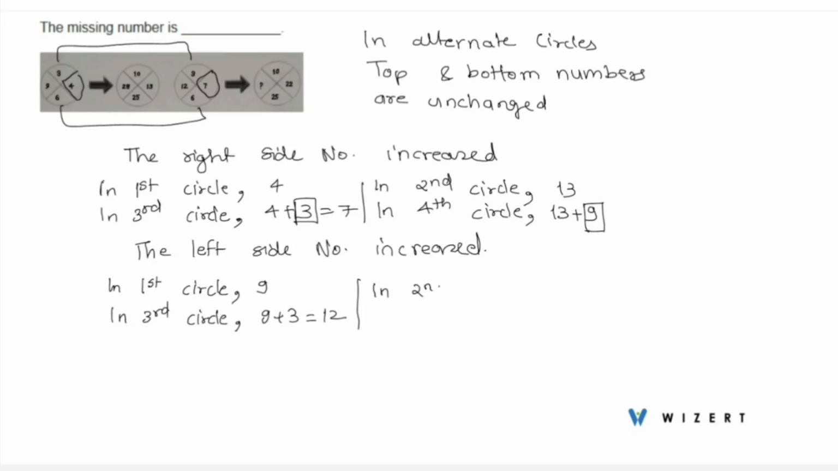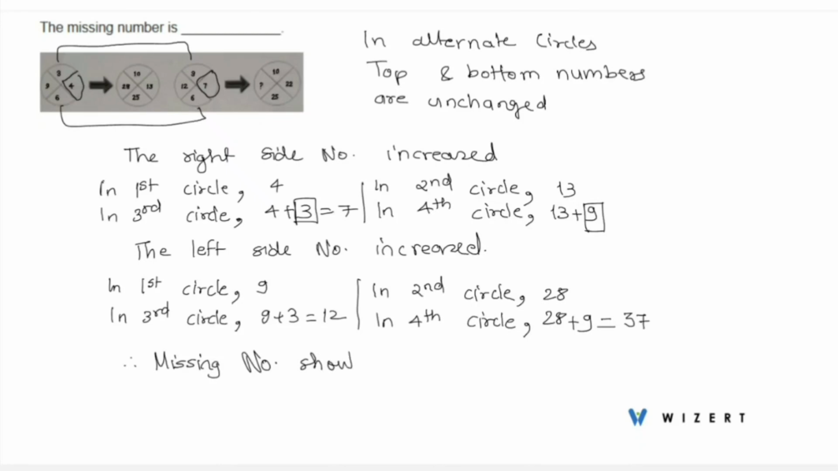Let's observe second and fourth circle. Now in second circle the left number is 28. So in fourth circle the left number will increase by 28 plus 9. So it should be equal to 37. So the missing number should be 37. So this is the answer.